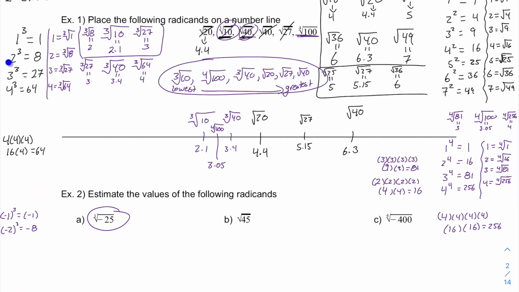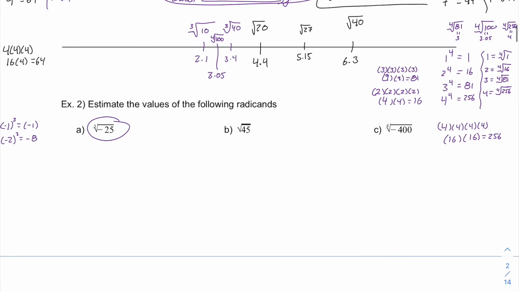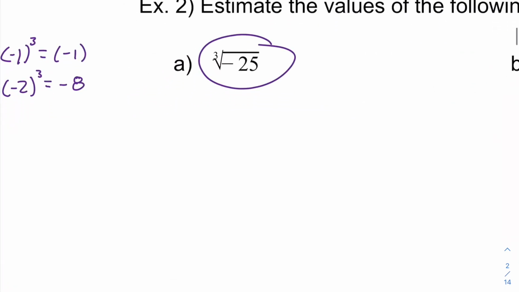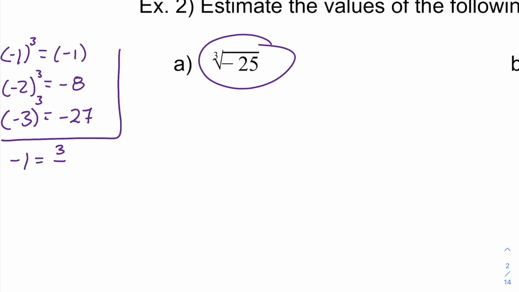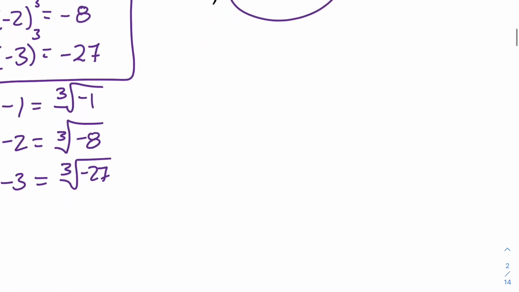And we can kind of see up here that the negative just stays along with it if you have an exponent that's an odd number. So 2 cubed is 8, -2 cubed is -8. So -3 cubed is going to be -27. So -3 cubed equals -27. So that means I can also write this in terms of cubes. So -1 is going to be the cube root of -1. -2 is going to be the cube root of -8. -3 is going to be the cube root of -27.